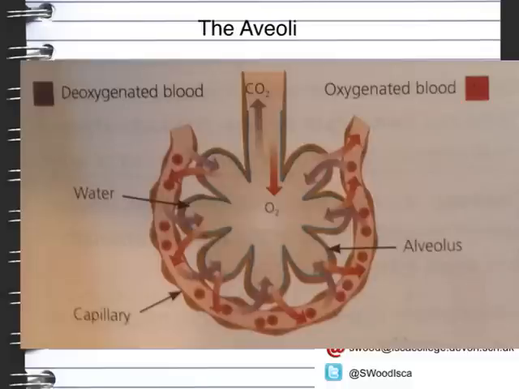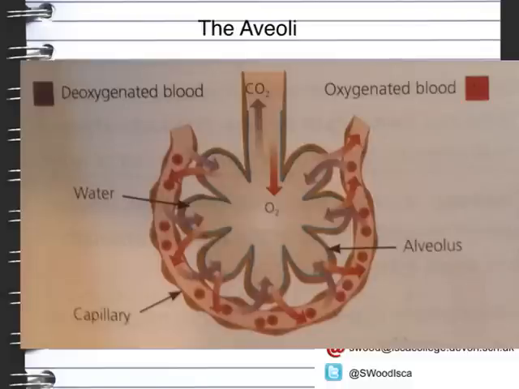Now gas exchange in the lungs occurs in the alveoli, and this is where we have the air and the blood that mix. What happens is oxygen enters the blood in the lungs and then leaves at the body tissue, and carbon dioxide enters the blood at the body tissue and then leaves at the lungs. So we've got a picture here, or a diagram, of an alveoli.